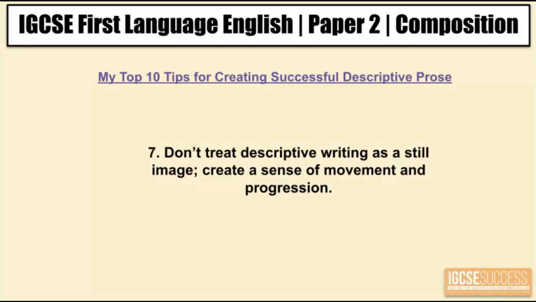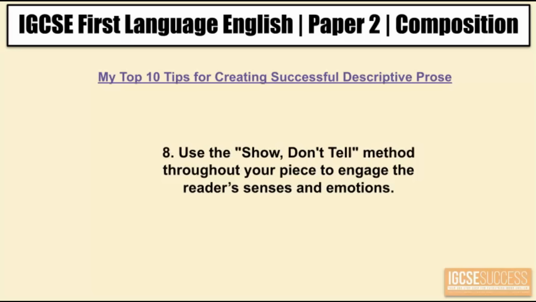So instead of just describing what something looks like, think about what's happening around it. For example, it's the wind rustling the leaves. It's the sun setting slowly behind the mountains. Adding action gives your writing flow and really keeps the reader engaged, as if they're almost stepping into the scene rather than just observing it from the outside.